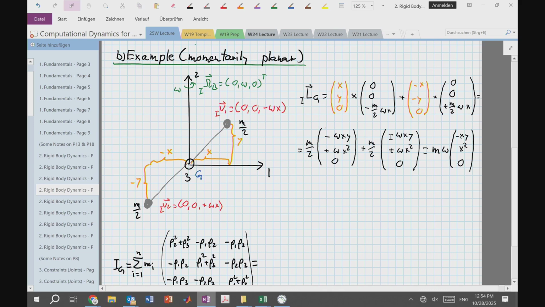Let me draw this. Where's LG pointing to? Now I can draw this, right? This is a vector. Where's it pointing to?